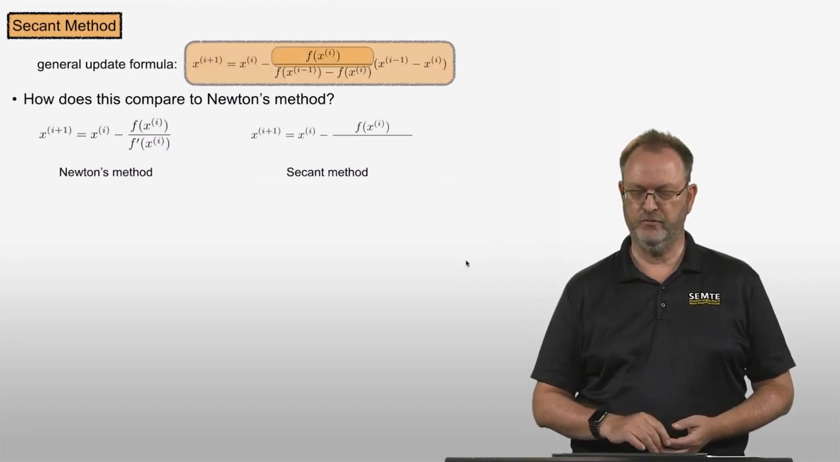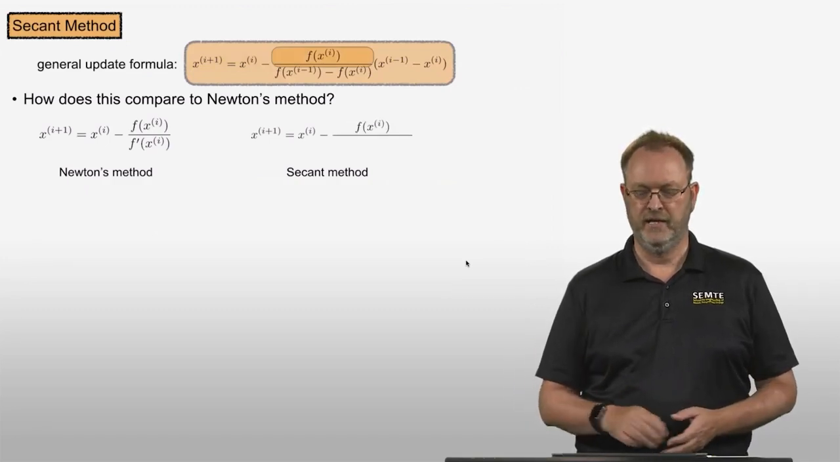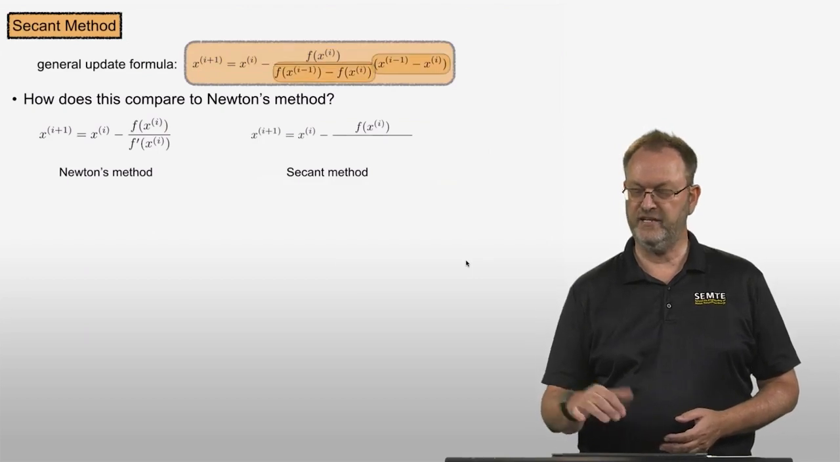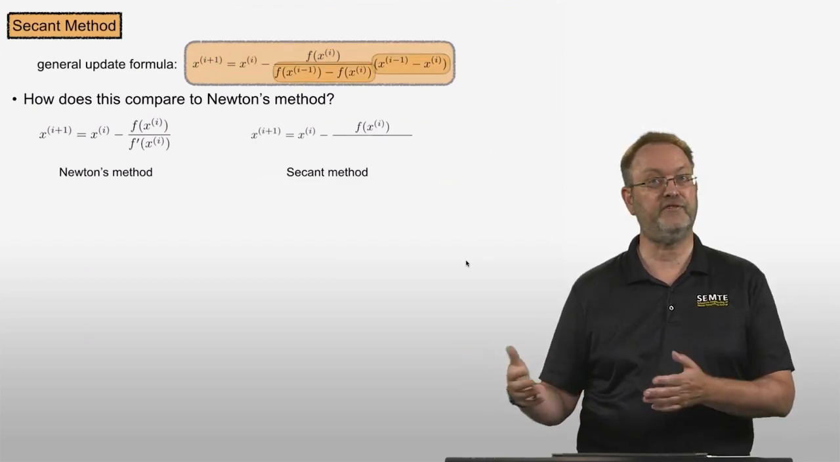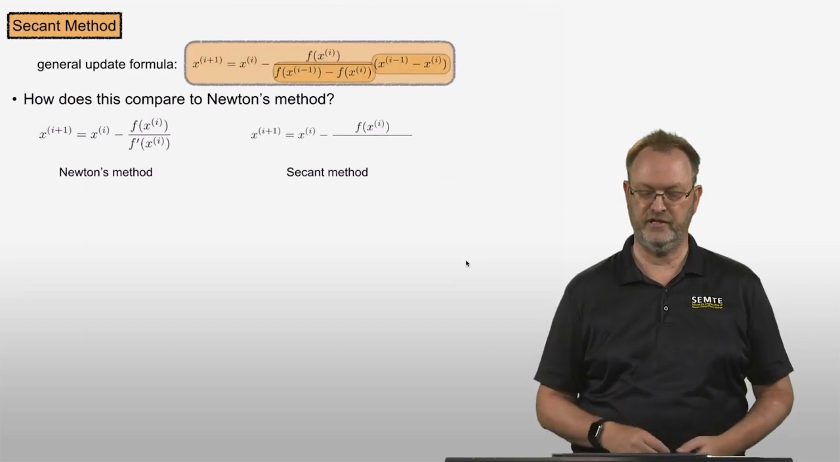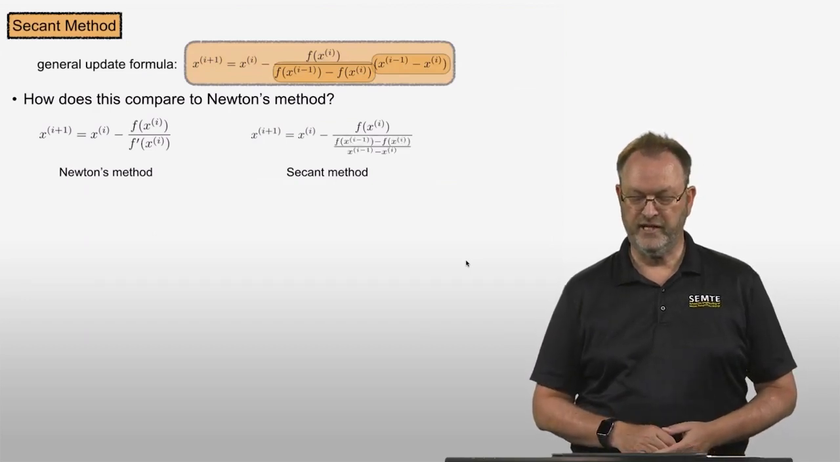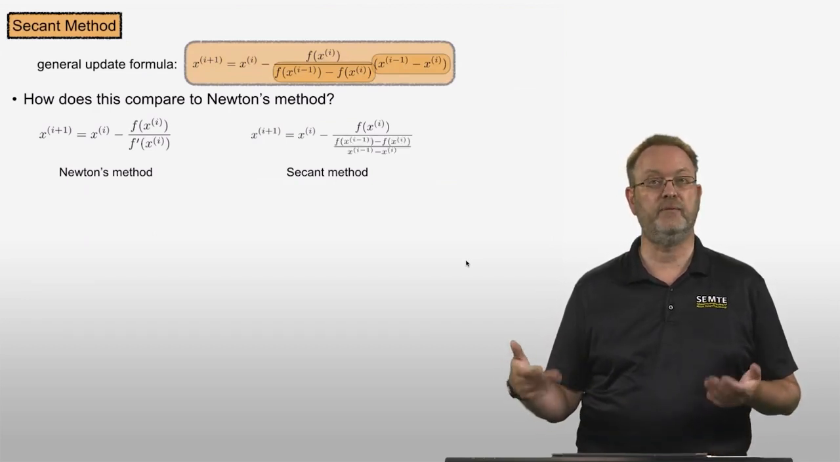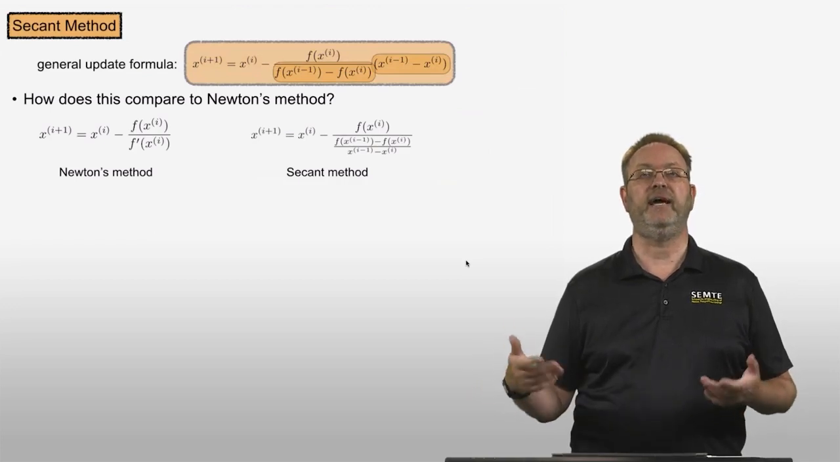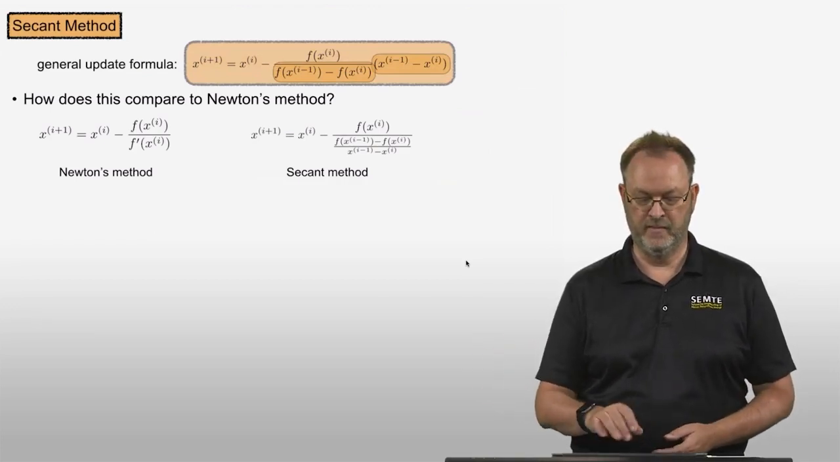I'm going to keep in the numerator the f of x i, but I'm going to move that additional x term that is after the fraction into the denominator. So in the denominator, I have f of x i minus 1 minus f of x i, divided by x i minus 1 minus x i.